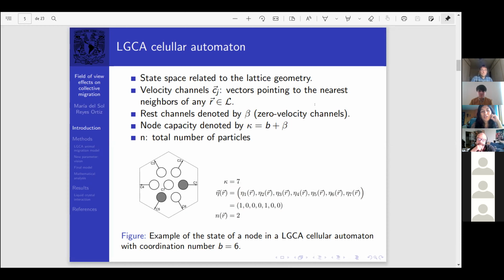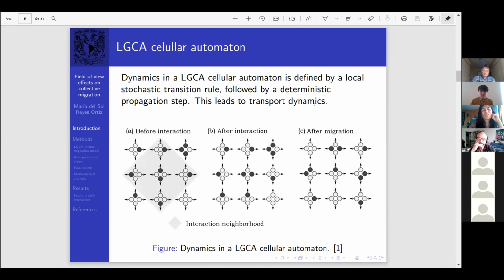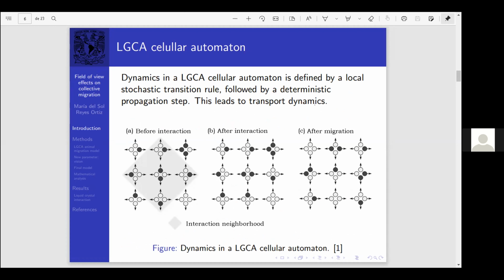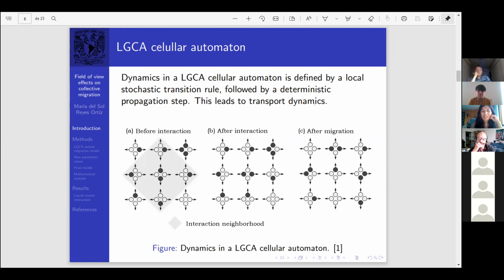For example, in this figure, you can see that we have 6 velocity channels, 1 rest channel, and we only have 2 particles, painted in gray in the circles. In an LGCA cellular automaton, the dynamics is defined basically by a local stochastic transition rule followed by a deterministic propagation step. And this leads to transport dynamics. As you can see in this figure, we have our lattice and some nodes in which we have particles. When the interaction happens, particles move to other channels. They change in the interaction neighborhood. And then we have migration, in which particles follow their velocity channel to the next node in the lattice. These are some of the concepts that we will be using in our work.